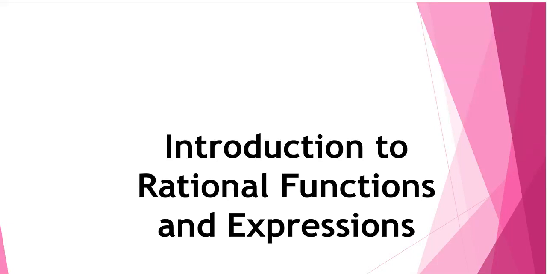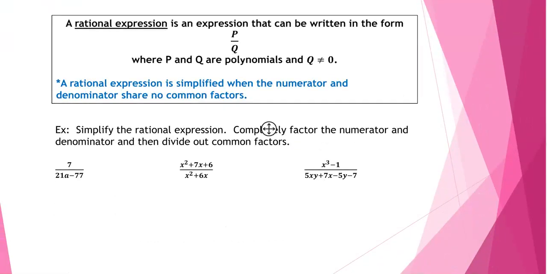In this lesson, you will be introduced to rational functions and rational expressions. A rational expression is an expression that can be written in the form p over q, where p and q are polynomials and q does not equal 0. The way a rational expression could differ from a regular basic fraction is that you may have variables in the numerator, denominator, or both. And so because of that, we run the risk of the value of a denominator going to 0, which is why the statement q cannot equal 0 is written.